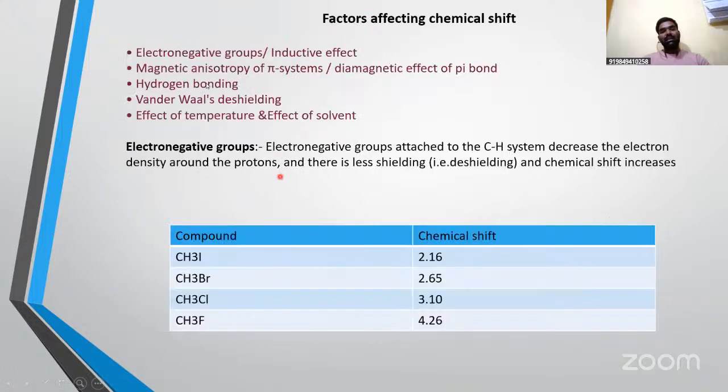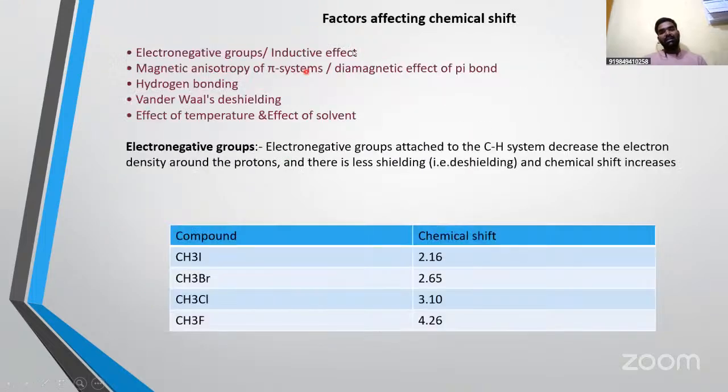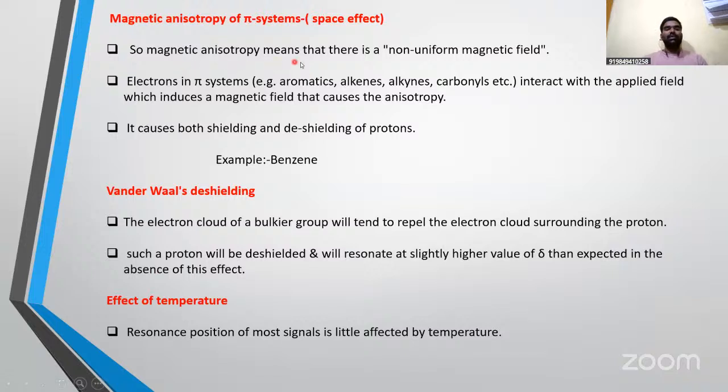And the next one is magnetic anisotropy of pi systems, which also affects the chemical shift. You can see the magnetic anisotropy of pi systems, or space effect, we will say. Magnetic anisotropy means that there is a non-uniform magnetic field. If the magnetic field is not uniform throughout the nucleus, then this may affect the chemical shift.